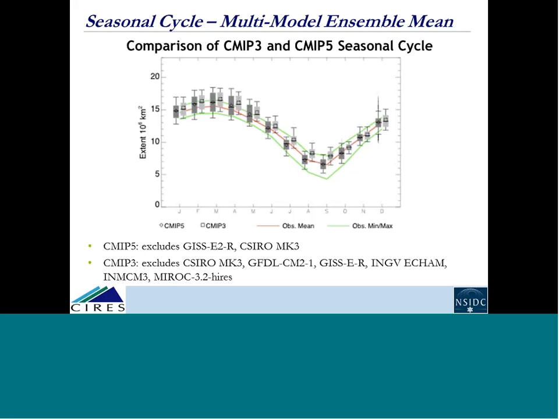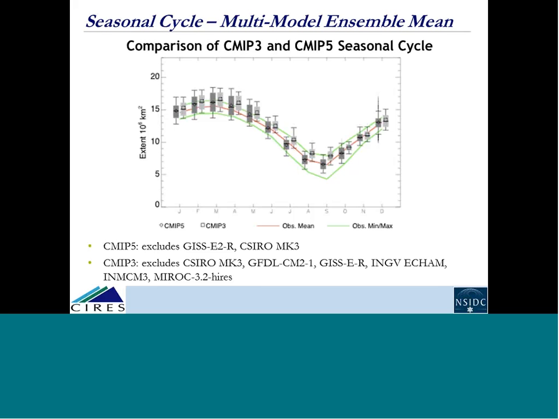If we switch to looking at how the models represent the seasonal cycle, here the box and whiskers represent the ensemble of the seasonal cycles for CMIP3, which is represented in the light gray box and whiskers, and CMIP5, the darker gray box and whiskers. The box and whiskers represent exactly the same as the previous slide, and the red and green lines represent the observed mean and max and min. So the seasonal cycles are pretty well represented.